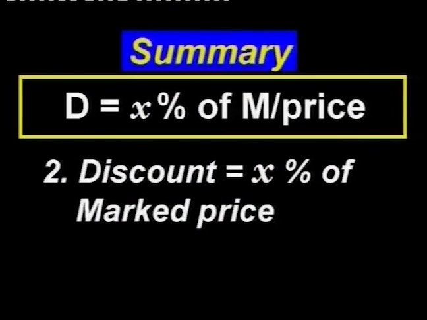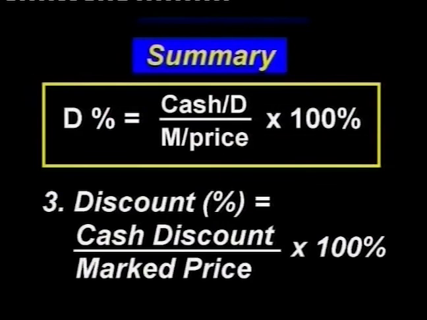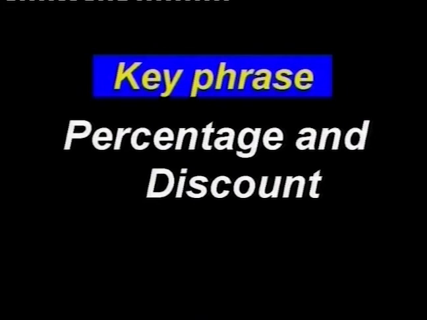Number 2. What does D represent? Discount. So discount equals X% of mark price. The third one? Okay, always try to read together, not rushing. Our key phrase for today's lesson is together.